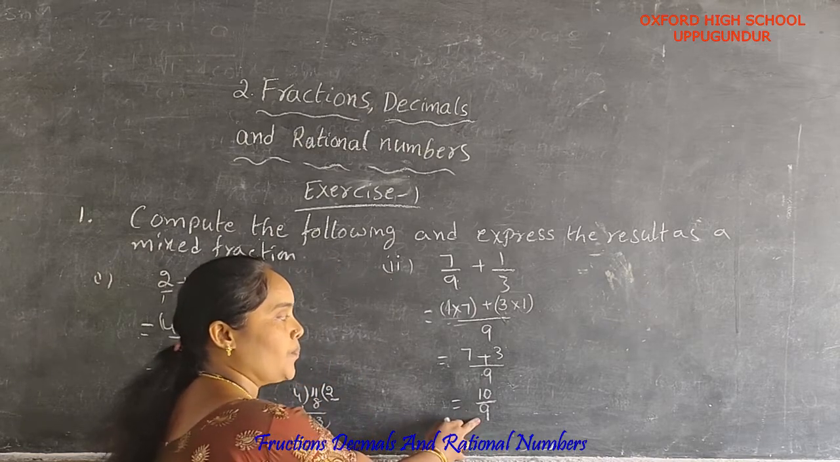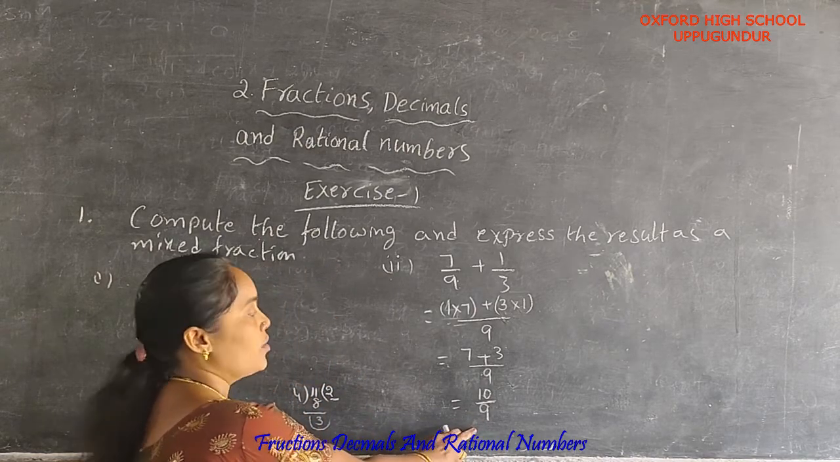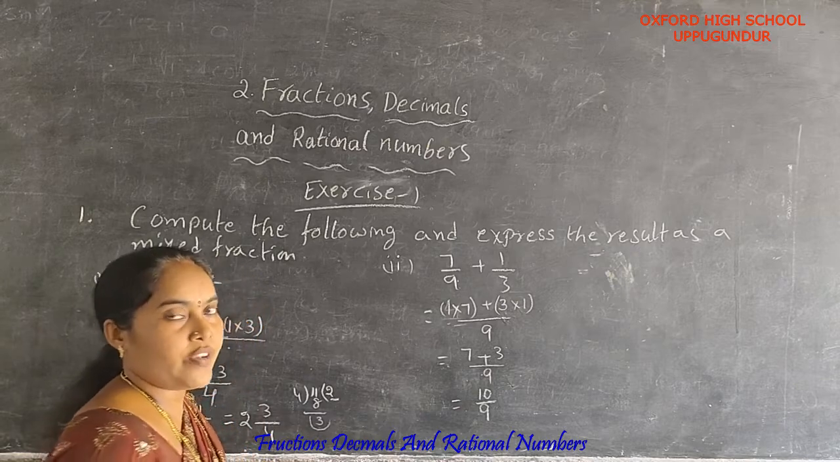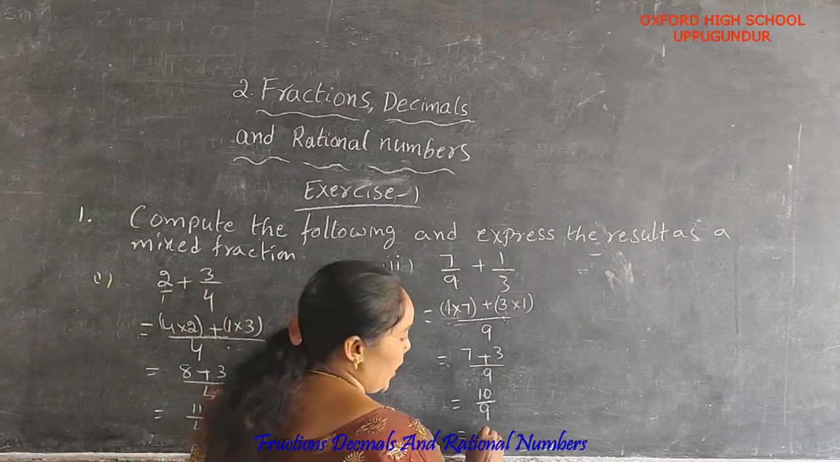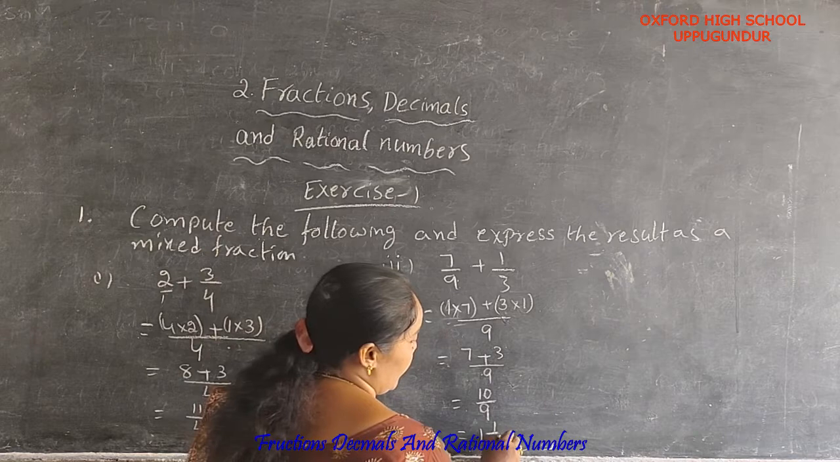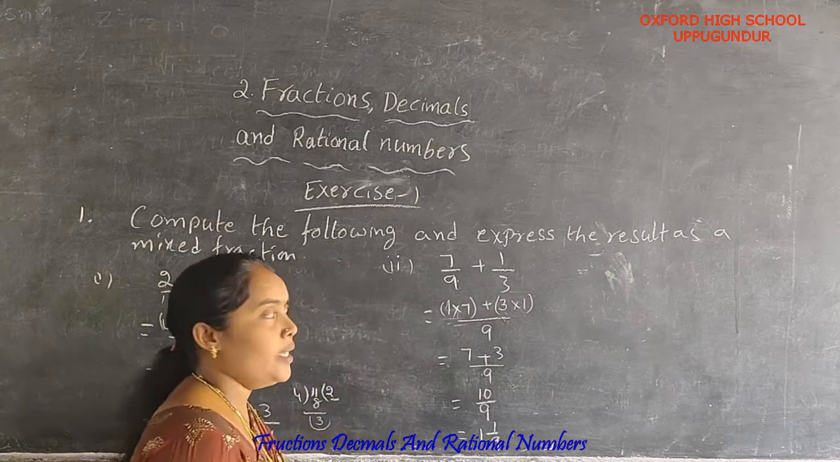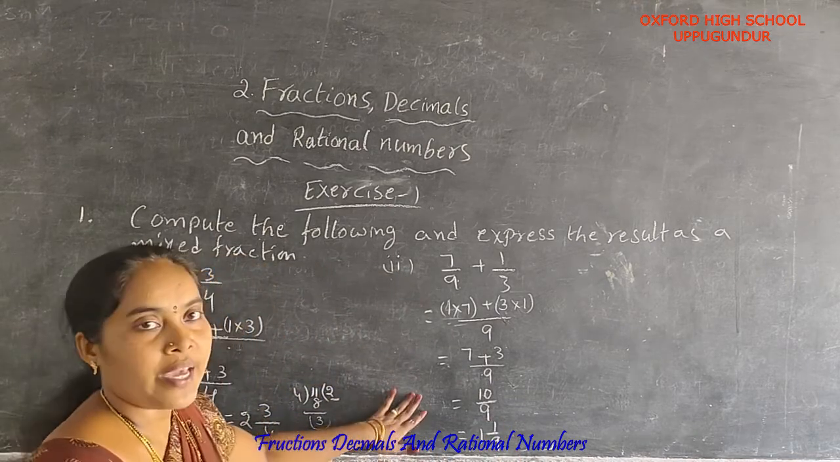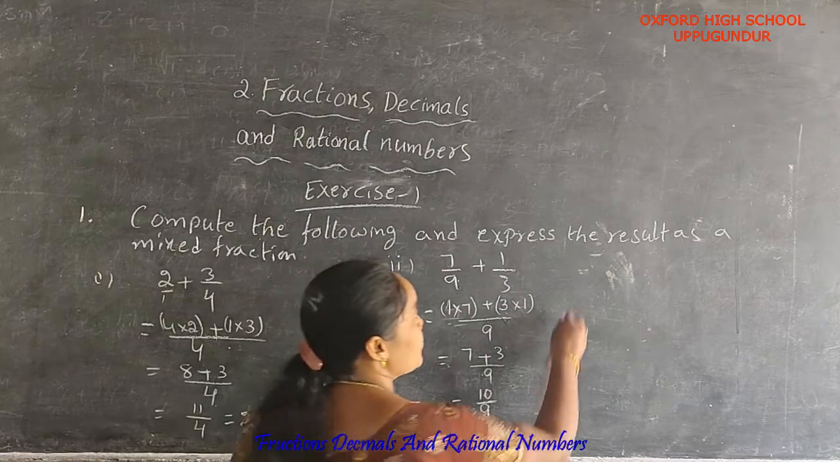This one is also an improper fraction. That's why we convert it to a mixed fraction. It equals 9 ones are 9, 1 by 9. 1 1 by 9. Next one.